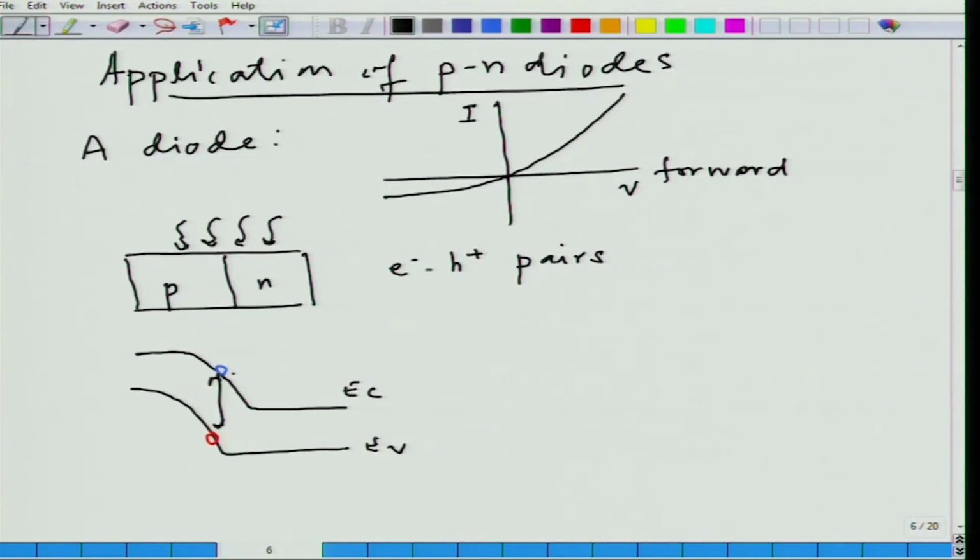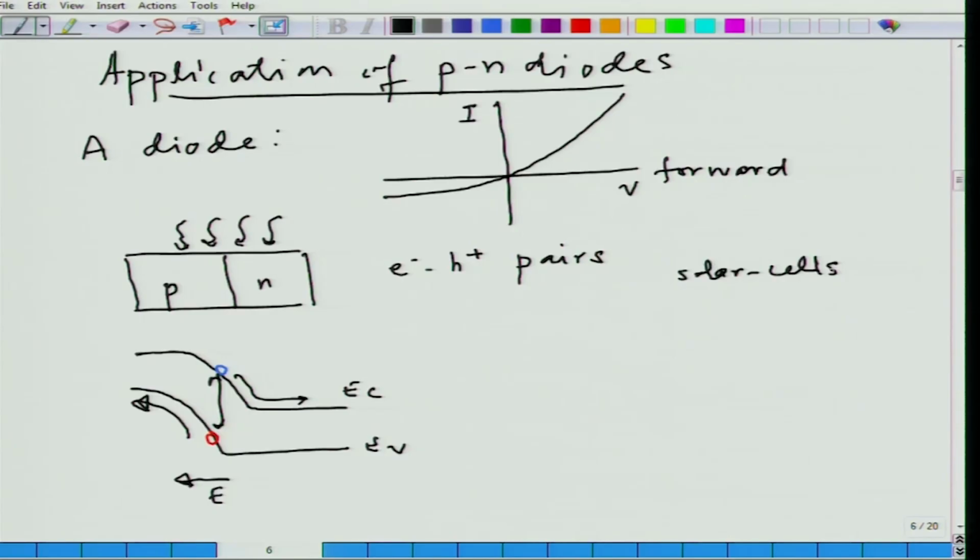Electrons are going to follow the built in potential and go in this direction, and holes are going to go in this direction. Remember, the field is in this direction and holes follow the field and electrons move in the direction opposite to the field. So, this is a solar cell which is made from a p-n diode.